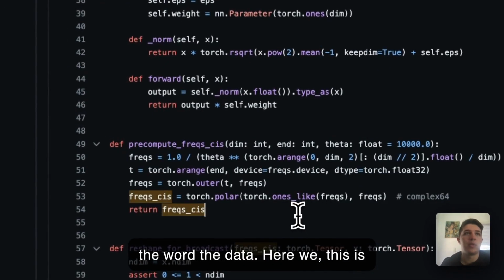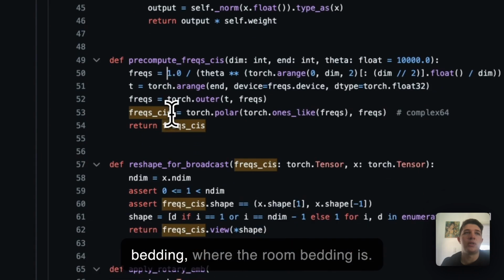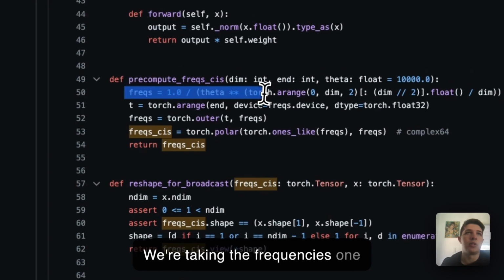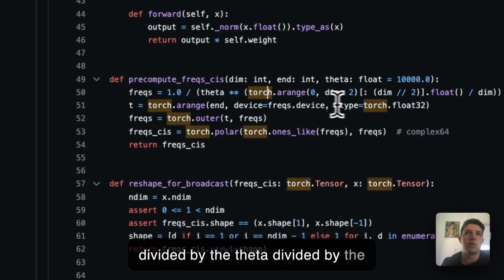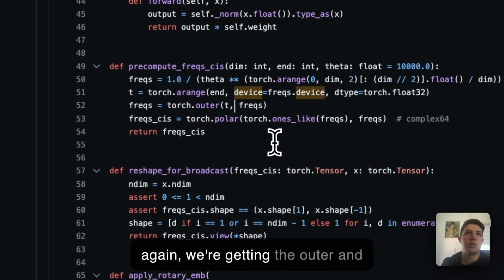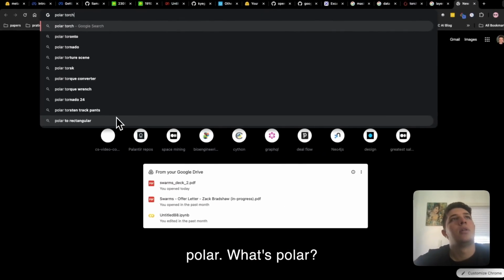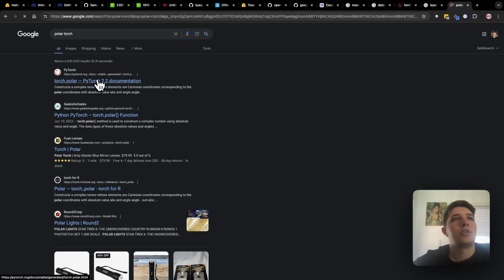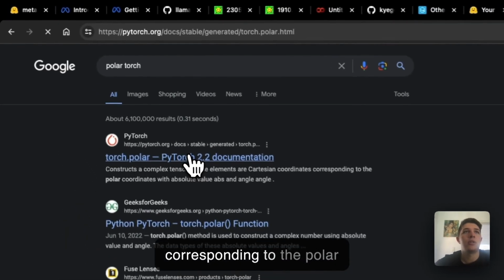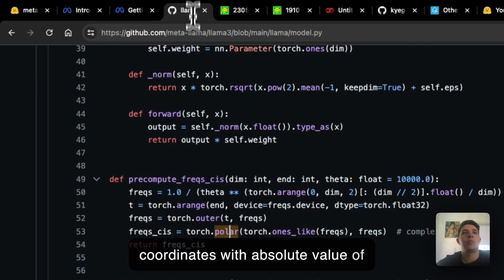This is precompute frequencies. This is for the embeddings, rotary embeddings. We're taking the frequencies, 1 divided by the theta, divided by the torch arange float. Then we're arranging again. We're getting the outer and polar. What's polar again? Constructs a complex tensor whose elements are Cartesian coordinates corresponding to the polar coordinates with absolute value, yeah.